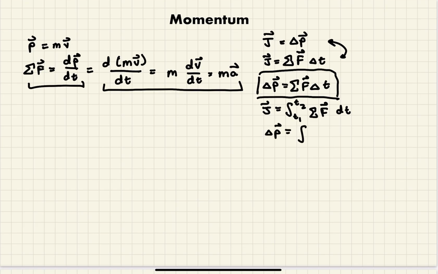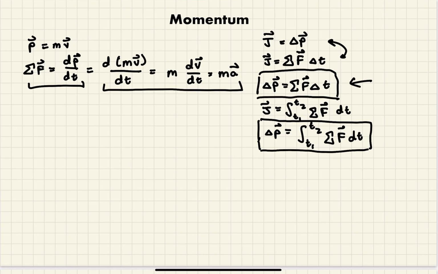So the new equation is that the change in momentum is equal to the integral from t1 to t2 of the net force dt. You should probably know the top one, and then you can derive the bottom one from it if it's a changing force, because you should know that summation and integrals are basically interchangeable when it comes to the calculus aspect of it. So that's impulse.